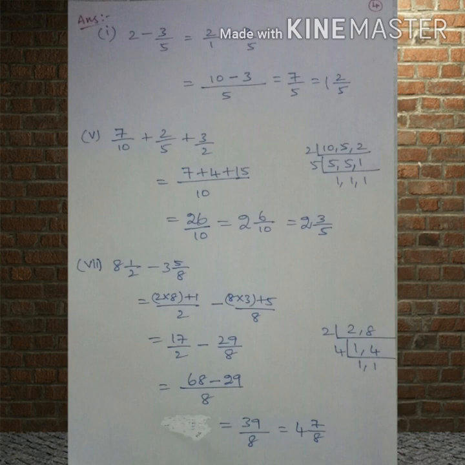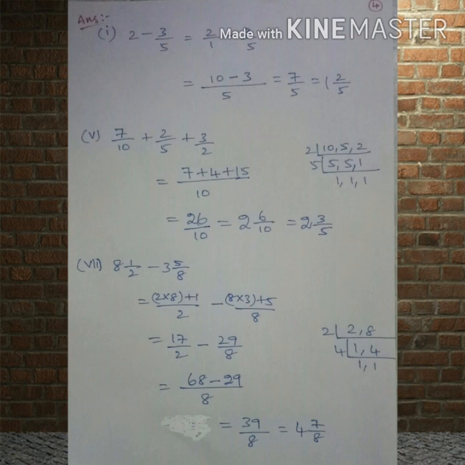26 by 10 is an improper fraction, so we have to convert it into a mixed one. 26 divided by 10 will get the quotient as 2, remainder as 6. So that will be denoted as 2 6 by 10. 6 by 10, 6 and 10 have the common divisor 2. So you have to cancel with the 2 table. We will get the answer as 2 3 by 5.